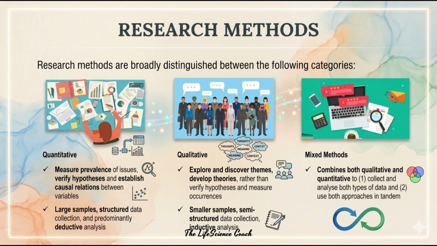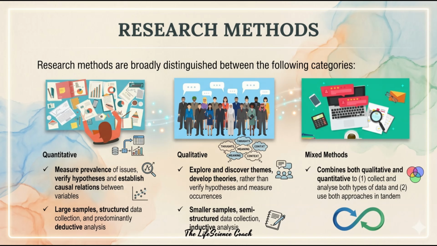It allows researchers to collect, analyze, and integrate both numerical data and descriptive information within the same study. By using both methods together, researchers can gain a more complete, accurate, and balanced understanding of the research problem. In conclusion, selecting the right research method depends on the objectives of the study, the type of data required, and the overall research design. A well-chosen research method strengthens the quality, reliability, and impact of research findings.